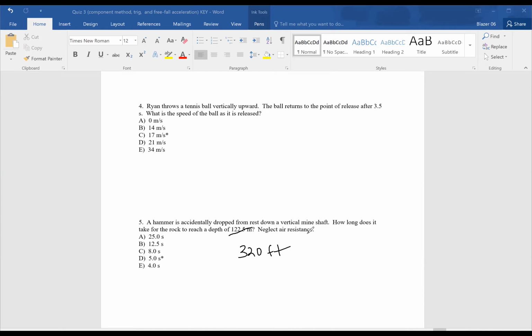Can someone tell me how you would handle that problem a little differently? You can come off remote mute and tell me, how would you handle this problem differently? Okay, so I'm thinking that you solved the problem by saying h is 1/2 gt squared, and you said t squared was 2h over g. So now I want to know, how would you solve this problem differently if I gave you a problem like this? Okay, you can speak. Does someone have a clue?